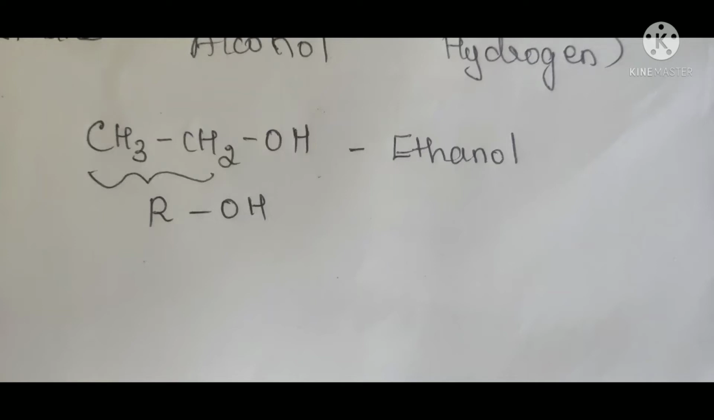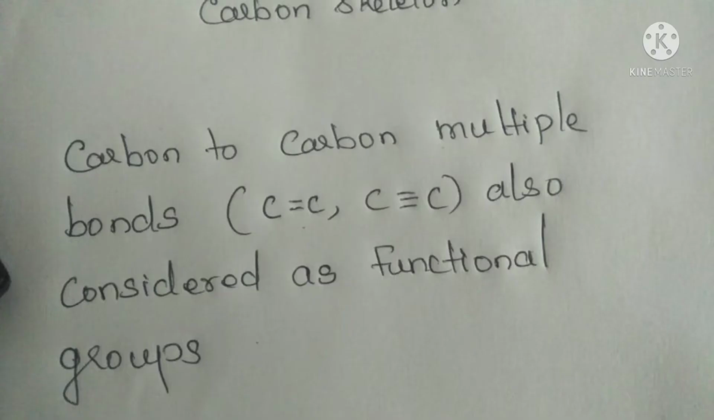Clear? And also, students, not only these functional groups, carbon to carbon multiple bonds are also considered functional groups. In alkane we know there is a carbon to carbon single bond, whereas alkene and alkyne have a double bond and triple bond. If the hydrocarbon chain contains a double bond or triple bond, it also influences its properties. So carbon to carbon double bond and triple bond are also considered functional groups, as many of the properties are influenced by these bonds. So double bond and triple bond also influence what? The properties of the hydrocarbon chain. So they are also considered as what? Functional groups.